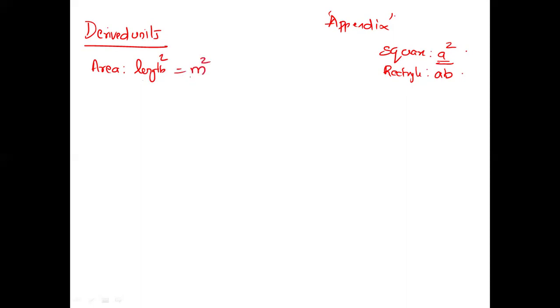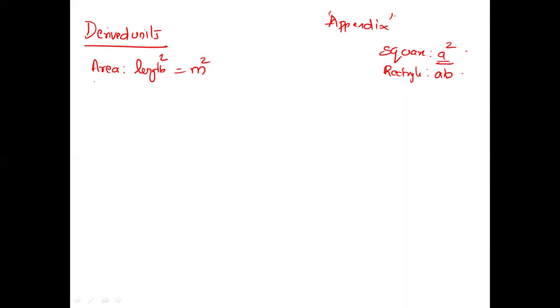So this is meter into meter, meter square. You're seeing a combination of the base unit here. This is the SI unit for area, but it is not a fundamental quantity. The fundamental quantity is meter, and here you have meter square. So this is a derived quantity.